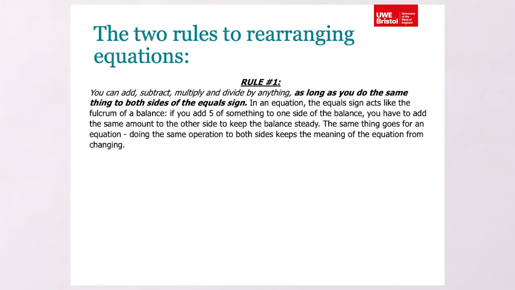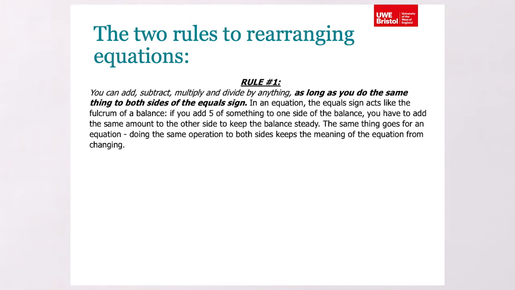So in an equation, the equal sign acts like a fulcrum in a balance. If you add 5 to something on one side of the balance, you have to add the same to the other side to keep that balance steady. The same thing goes for an equation. Doing the same operation on both sides means the equation is balanced. You want to keep it from changing.